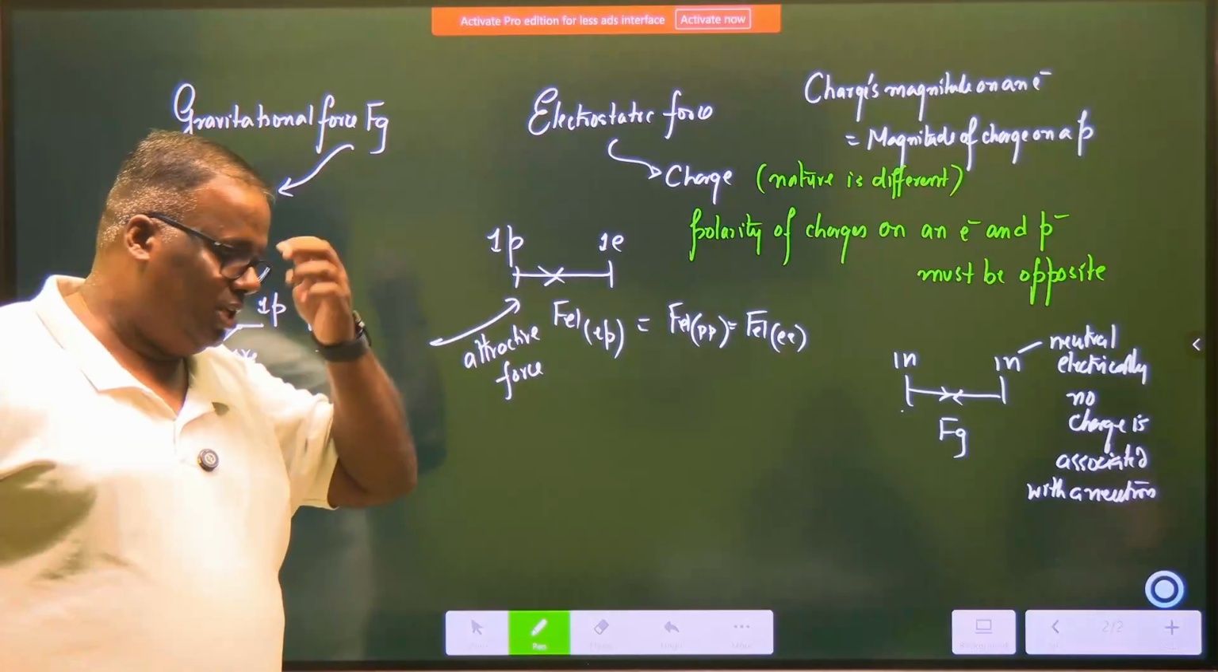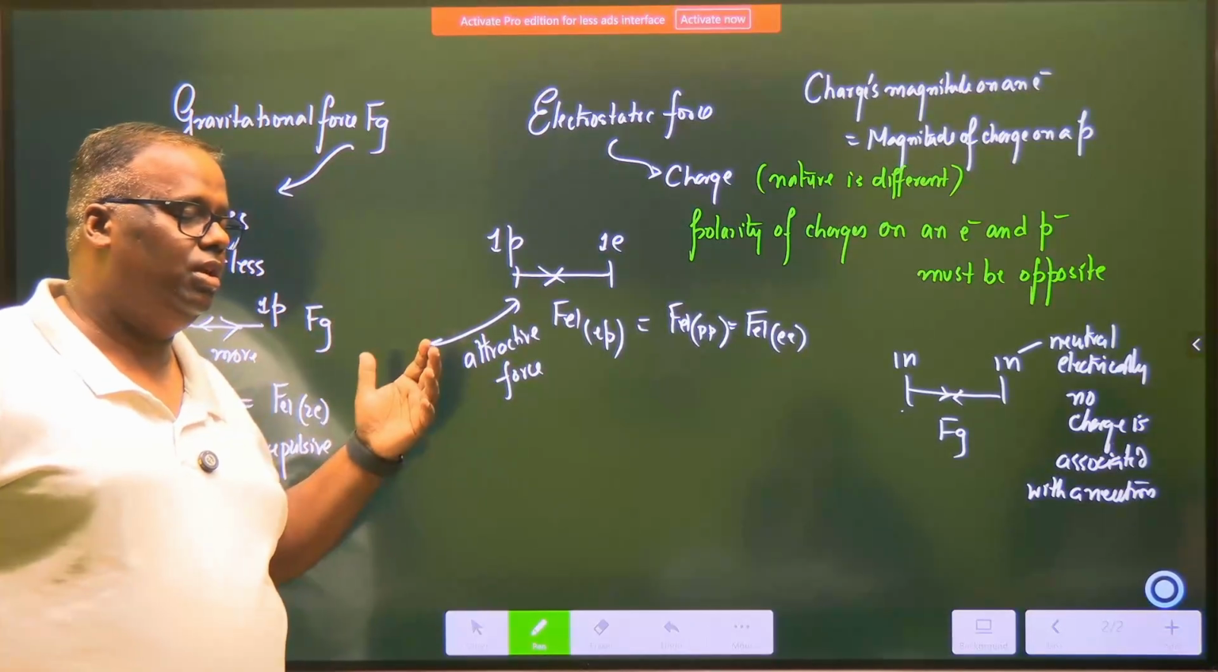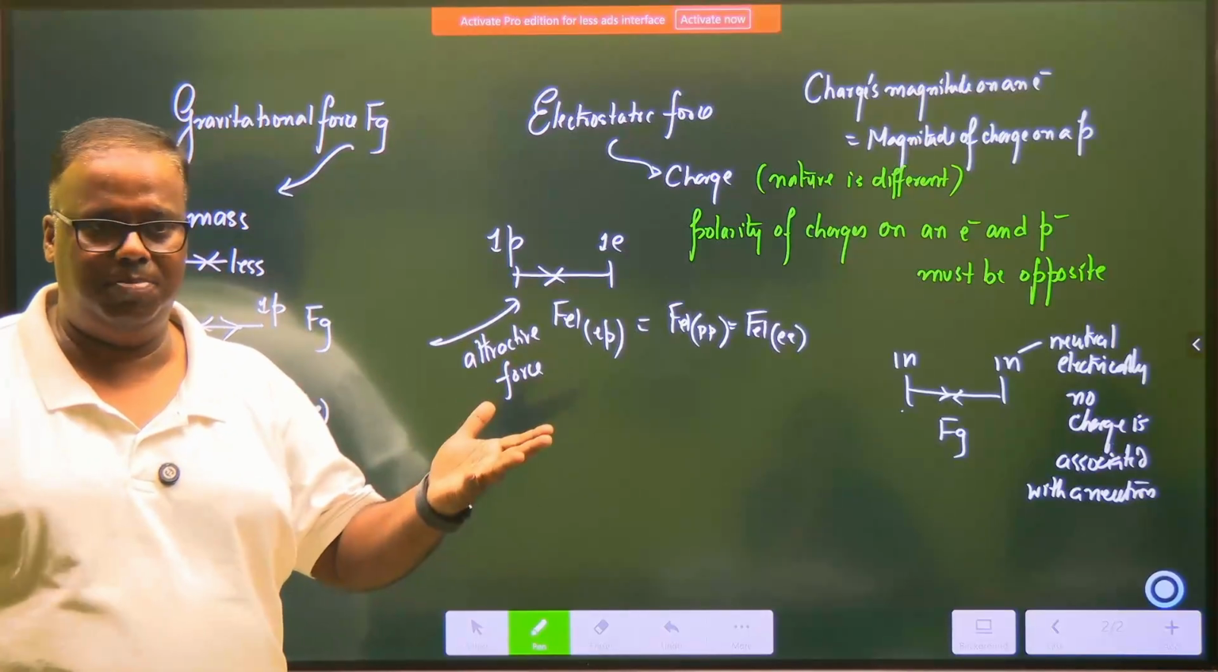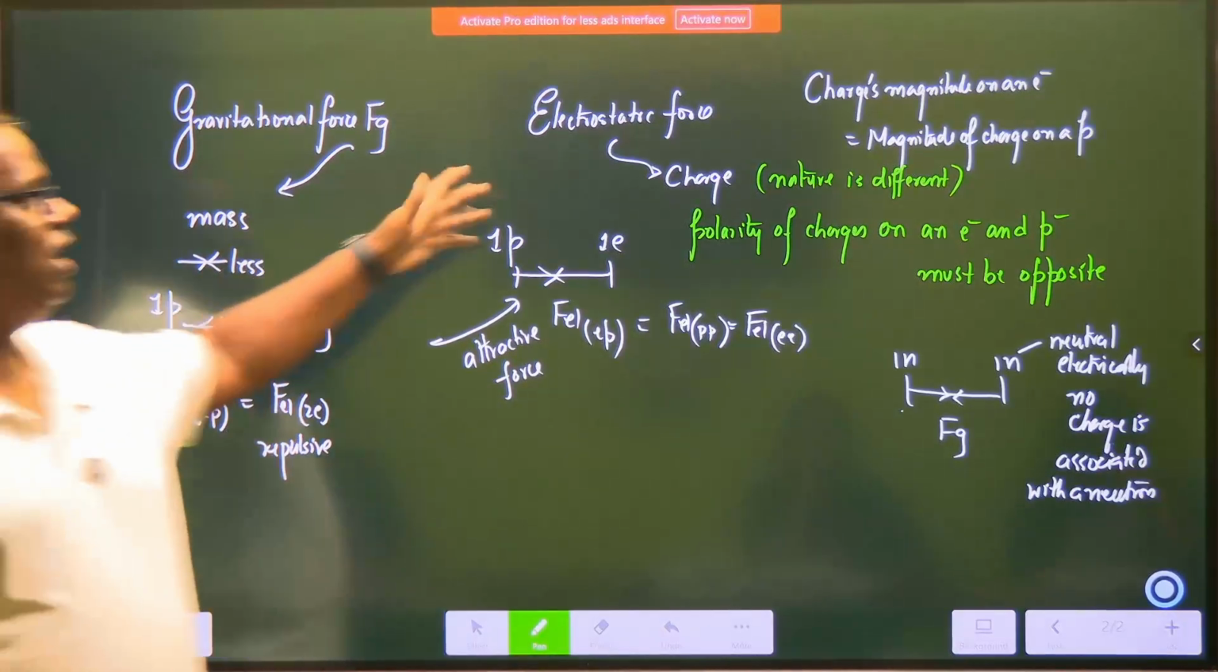Right. Then what we did, we could conclude that the charge value on a proton and the charge value on an electron is the same. However, the nature of charge is different.